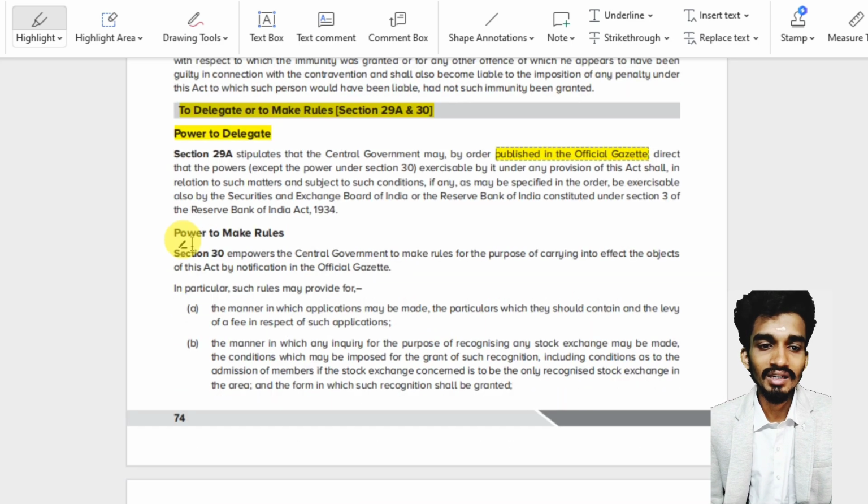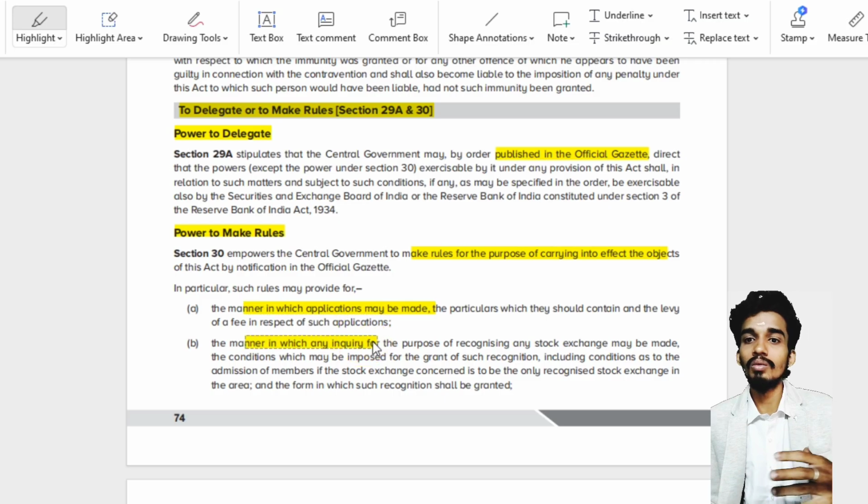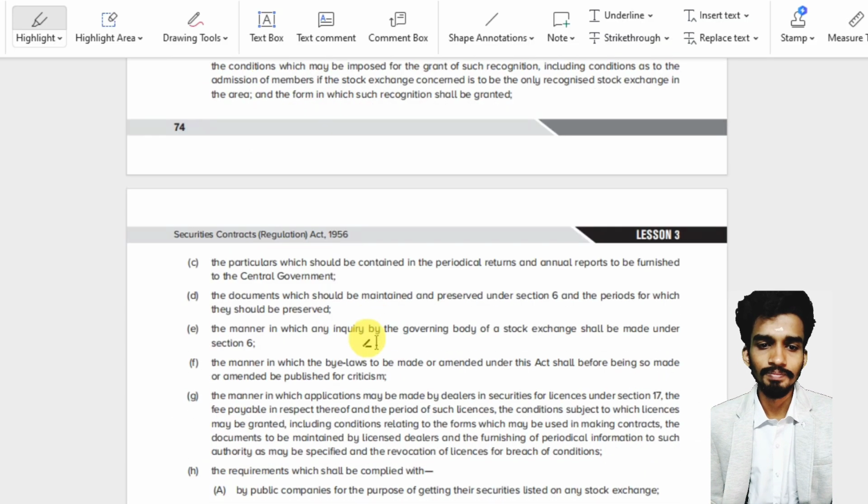Okay, and the central government itself can make the rules. All the delegated bodies can also make rules themselves, for the purpose of carrying into effect the objects of this act. The central government has the power to make any rules, in particular relating to the application, in particular to the manner of inquiry, on how the inquiry process has to be done, how effective it should be.